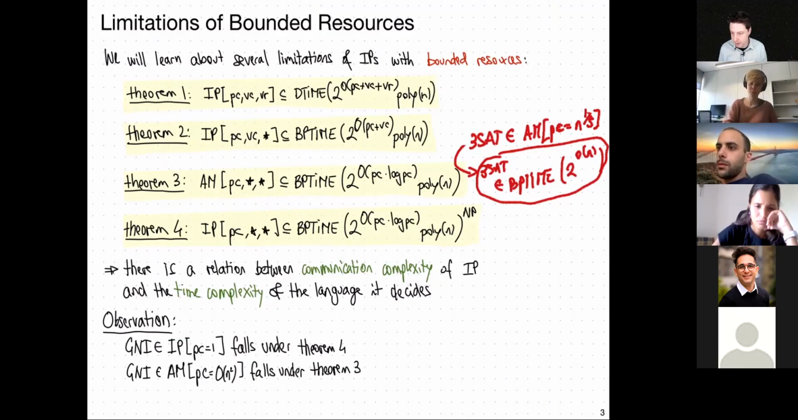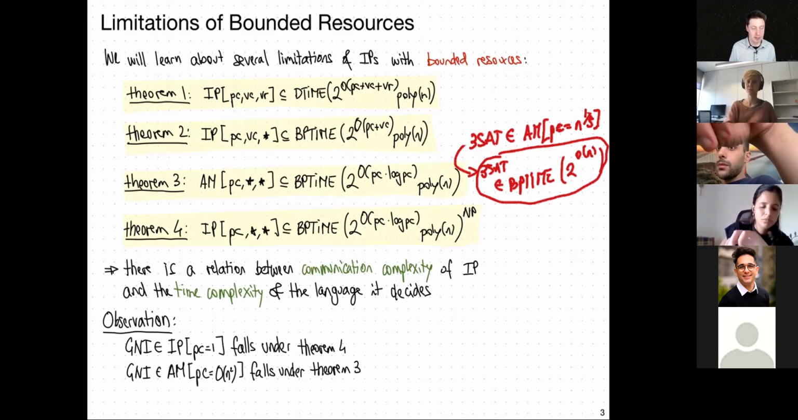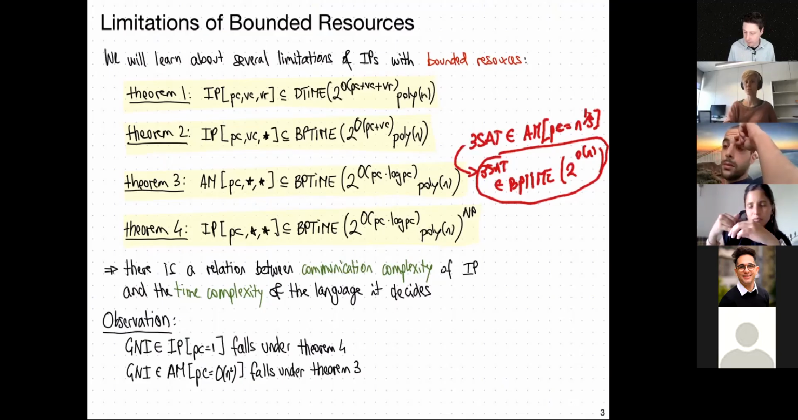And there's a question by Tal, it could be that 3SAT is in AM PC n over log n, and yes, it is, for all we know, it's possible. I just leave it at that. There are slightly stronger theorems about both 3 and 4 that I'm not stating here, so it's not the tightest thing you can imagine.